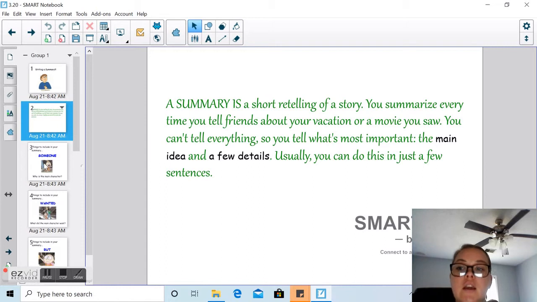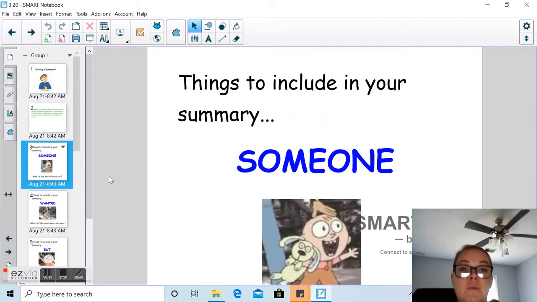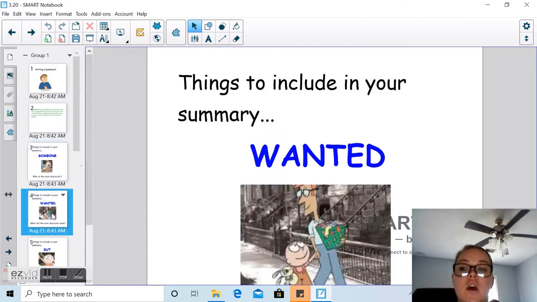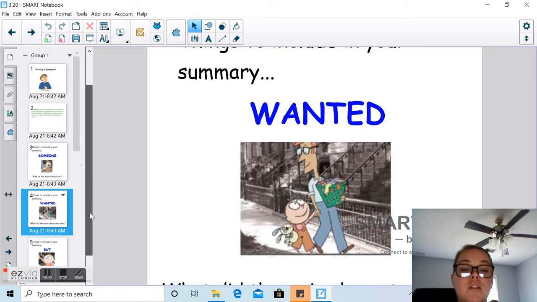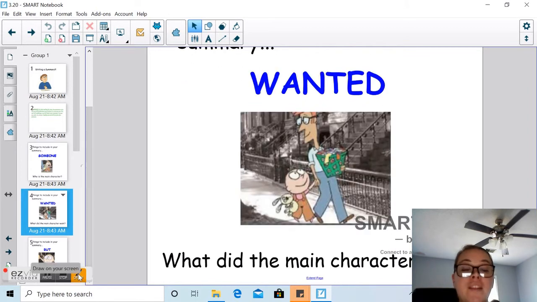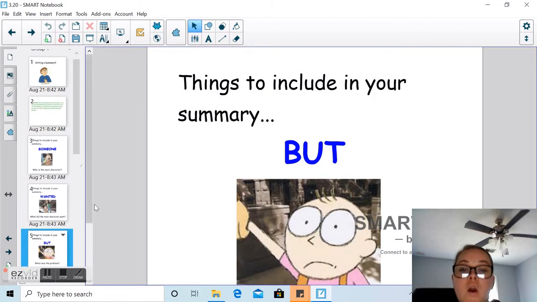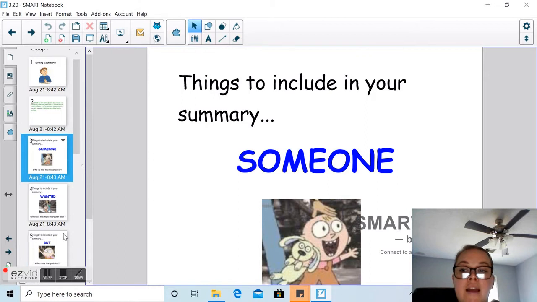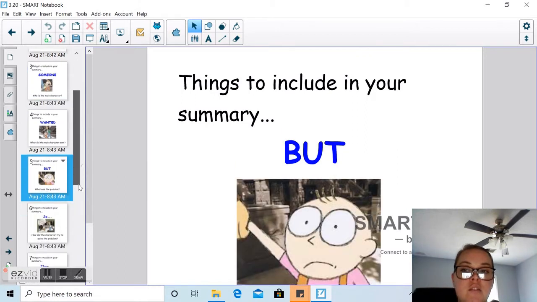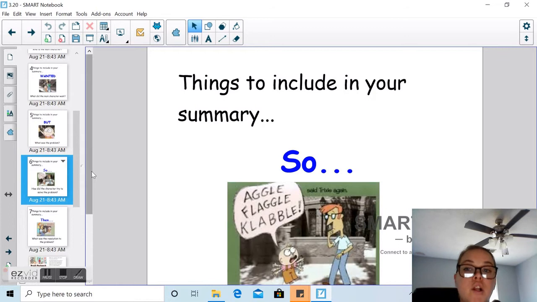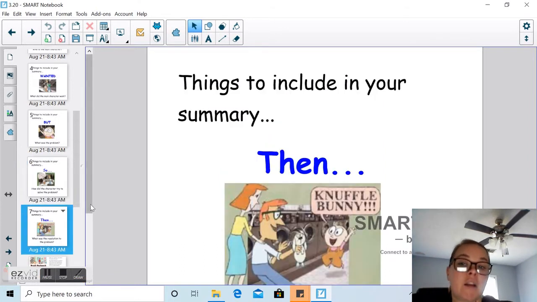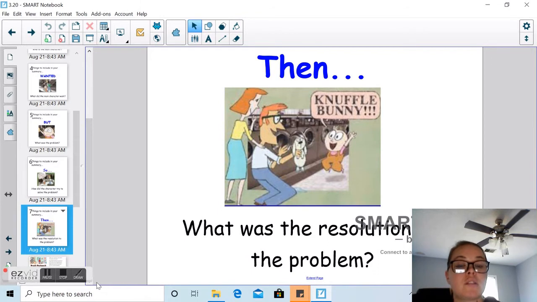Some of the things we want to keep in mind that we want to include in our summary is who is it about? So who are the main characters? We also want to include maybe what the character did or what the character wanted. We may also need to include what the problem was. What did that character face in the story? We're also going to include how that character tried to solve the problem. So what did the character do to make sure that their problem was solved? And then last, we're going to include how that problem was solved. So what was the resolution to that problem?